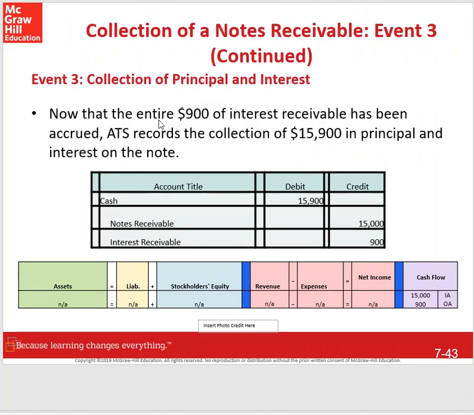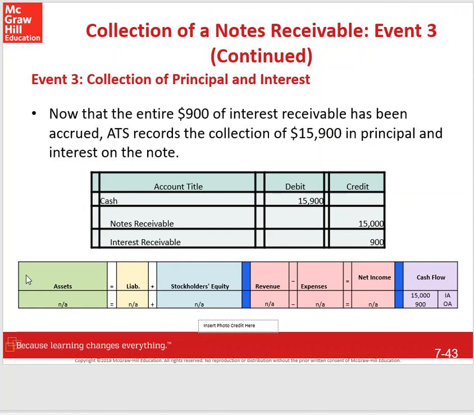So now that the entire $900 of interest receivable has been accrued, ATS records the collection of $15,900 in principal and interest on the note. So we're debiting cash $15,900, and then we need to split out our credit. We credit notes receivable for $15,000, the original principal, and we credit interest receivable for the $900.